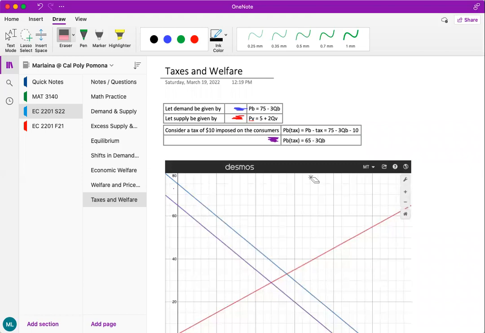Like I said, I'm going to have two examples, one with the tax imposed on the consumers, one with the tax imposed on the producers. There's going to be several videos just to make sure that I can cover everything without being cut off, because I have a limit on how long the video can be for me to still be able to upload it to YouTube. So I'm just going to get right into it.